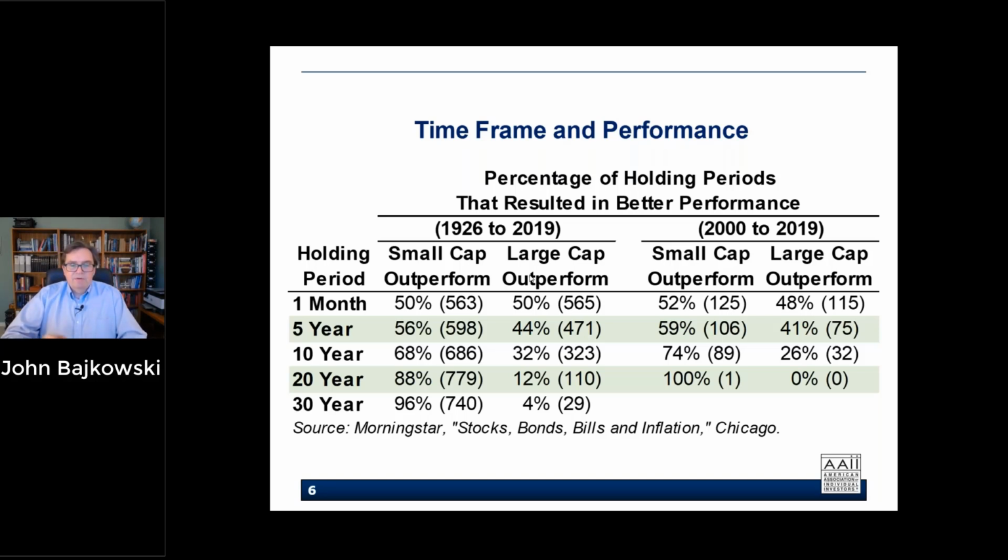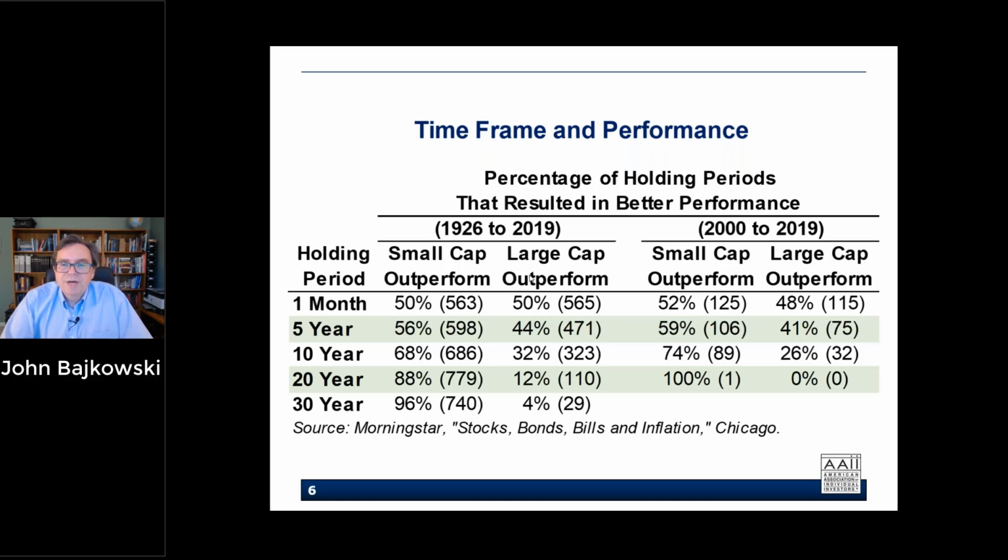Now let's look at that in reverse too. That also means that even with a long-term holding period, you could have held these stocks for 30 years and still had small caps underperform large caps. There's no guarantee of outperformance. The odds are stacked in your favor, but there's no guarantee that these small cap stocks will actually outperform. There's just a good probability that they will.